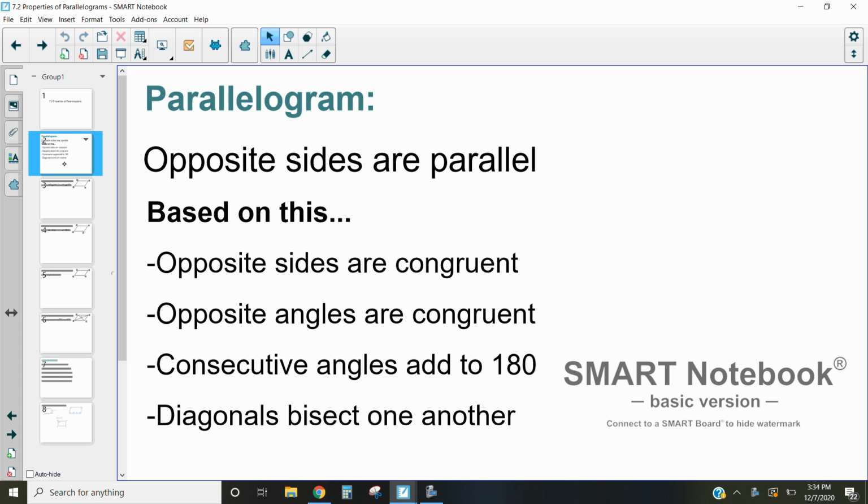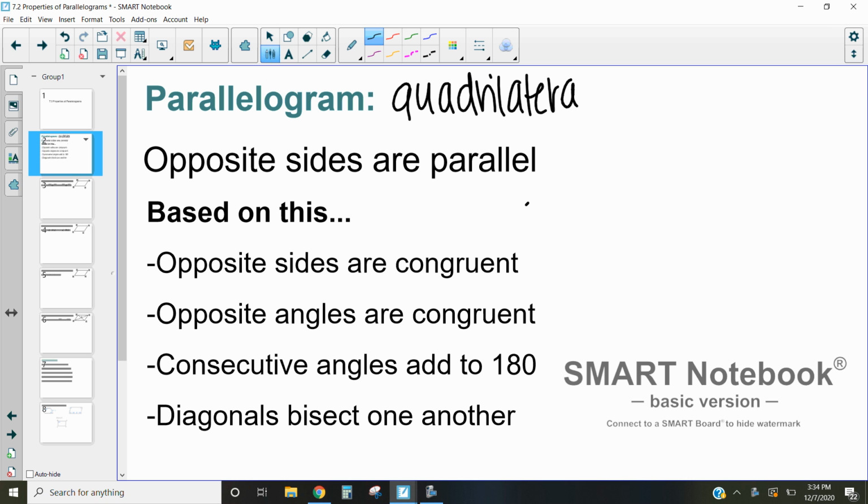So when we talk about a parallelogram, it's defined as a quadrilateral. So it's a type of quadrilateral, or it has four sides. So a quadrilateral where the opposite sides are parallel. Oftentimes when we think of a parallelogram, we see something like this, where the opposite sides here are parallel. Now, because these opposite sides are parallel, we actually can learn some really cool things about parallelograms.